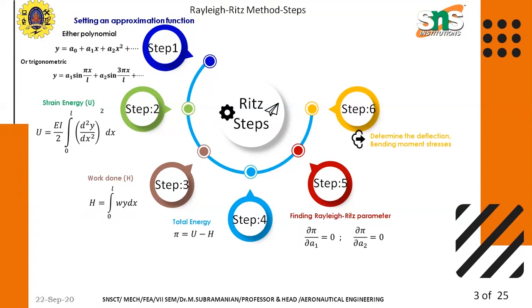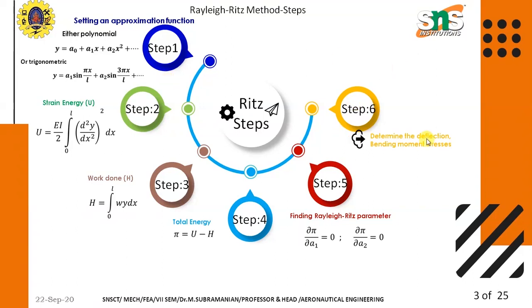From the trigonometric function, we have to determine a1 and a2 by using partial differentiation with respect to the a1 and a2 parameters. So dou pi divided by dou a1 equal to 0, dou pi divided by dou a2 equal to 0. If you increase the parameters to a3, then dou pi divided by dou a3. When you increase the parameters a1, a2, a3, a4, your result will be more accurate and will match the exact solution.